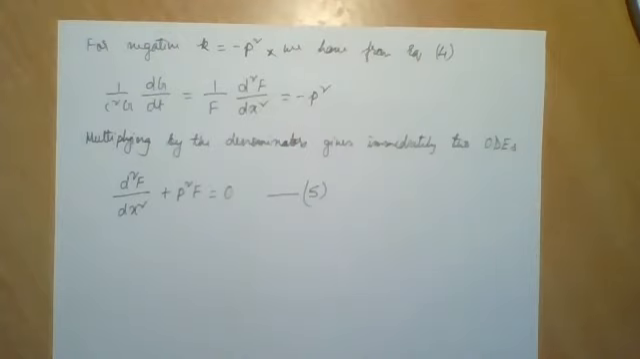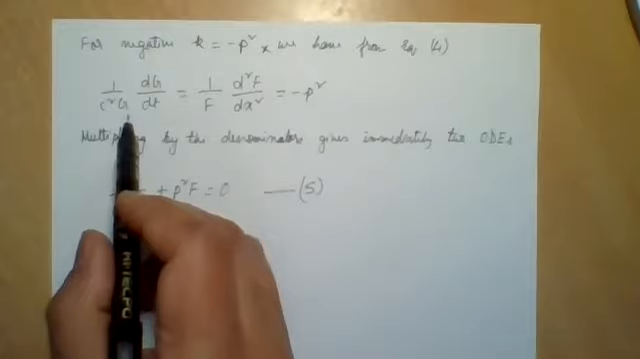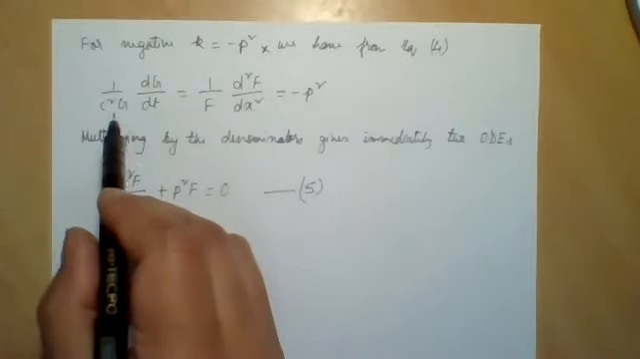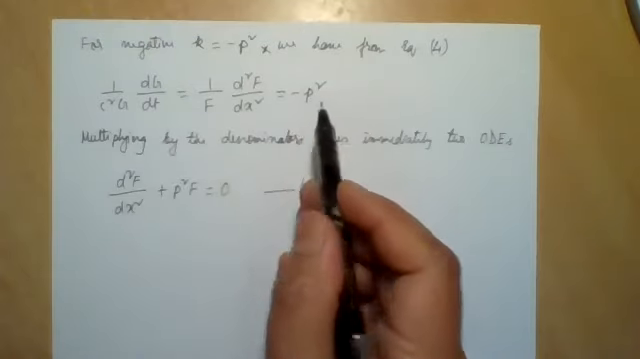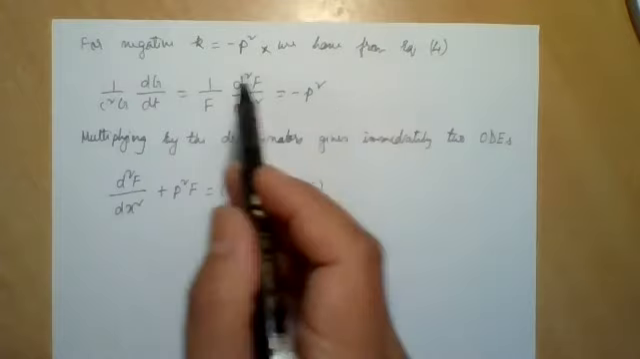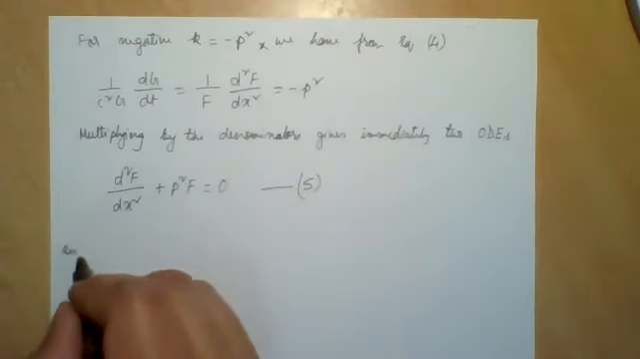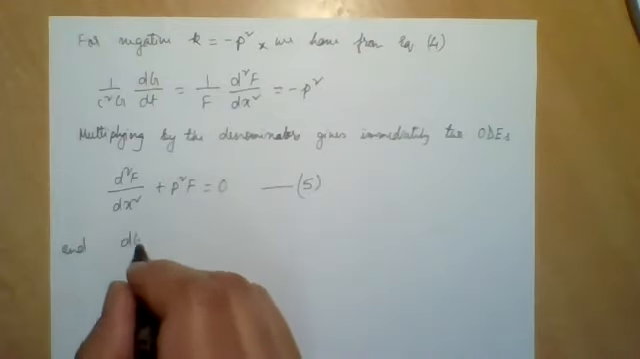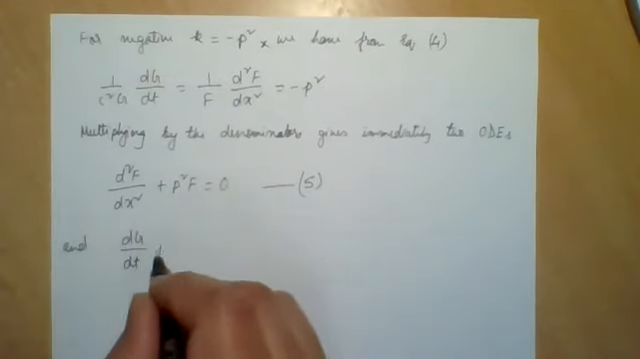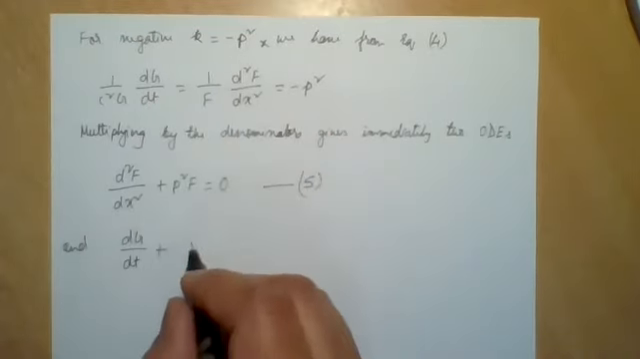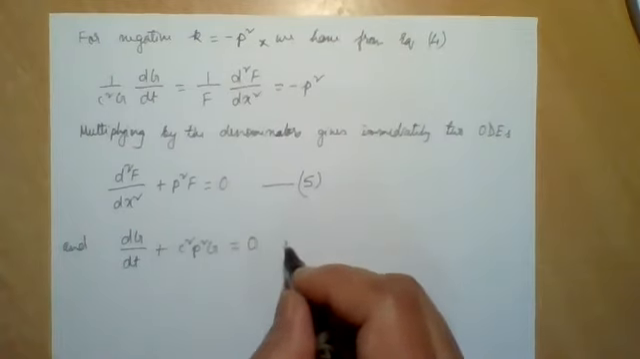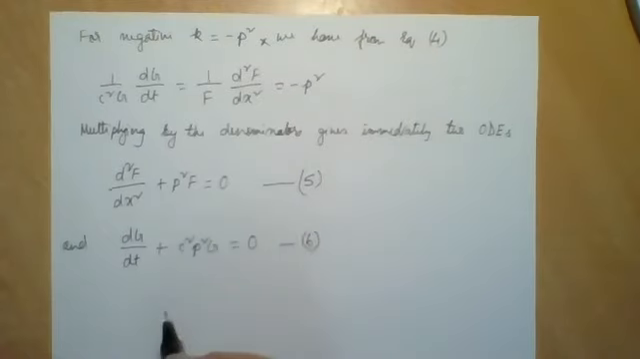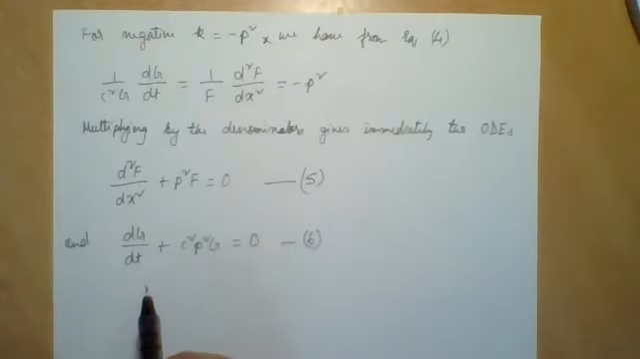Now from the other one, if we multiply both sides by c square g, we get dg by dt equal to minus p square c square g. Bringing minus p square c square g to the left, it becomes plus, so we get another differential equation, dg by dt plus c square p square g equal to 0. This we call equation number 6. Fine, so this is the end of step number 1.